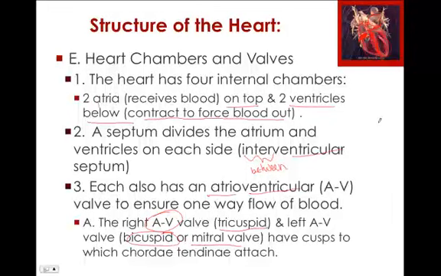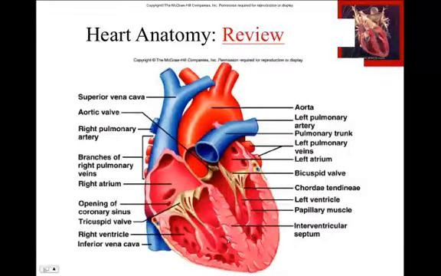And each of these valves are going to have cusps, which have these kind of stringy, fibrous structures called the chordae tendineae that attach them to what are called the papillary muscles. And you'll see this in just a minute here. So here you can see the valves. In this case, this would be the tricuspid valve, and this is the bicuspid valve. And you can see they're attached to these muscles right here called the papillary muscles. And those valves are attached to those via these chordae tendineae, these fibrous connective tissue structures.